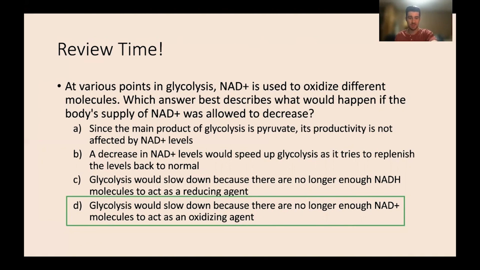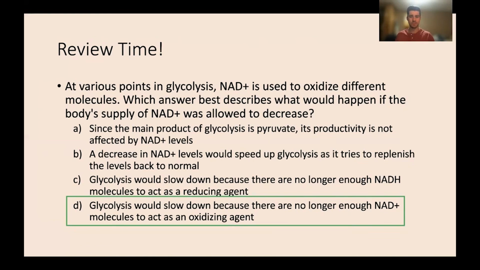B states a decrease in the NAD plus levels would speed up glycolysis as it tries to replenish the levels back to normal, which again is not true. Decrease in the NAD plus levels would severely hinder glycolysis, and glycolysis doesn't replenish NAD plus levels; it replenishes NADH levels, which is the reduced form of NAD plus. So B is also incorrect.